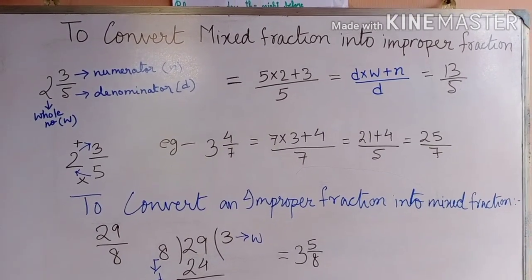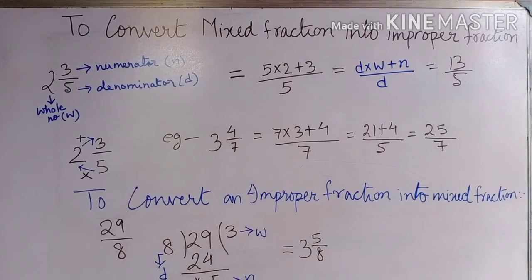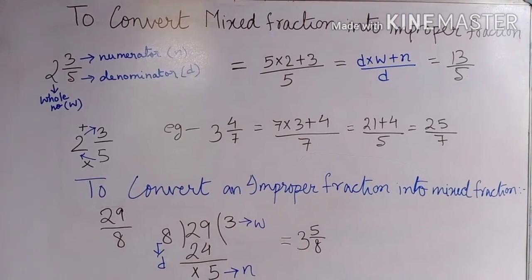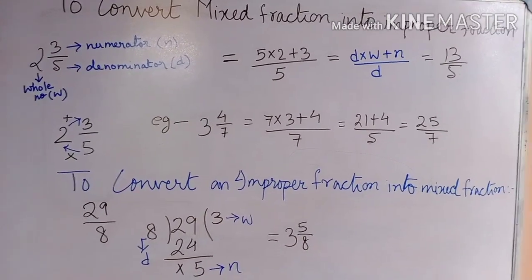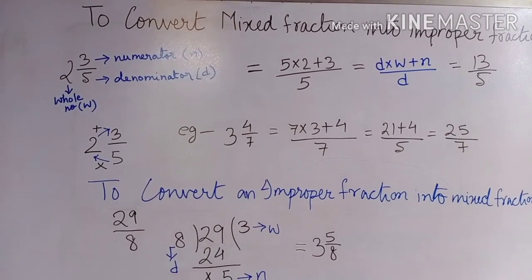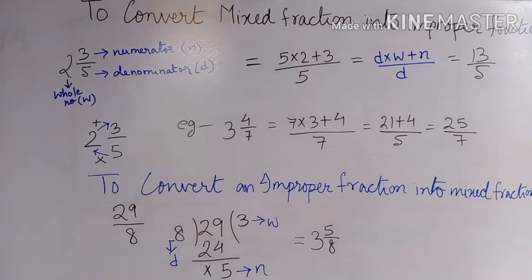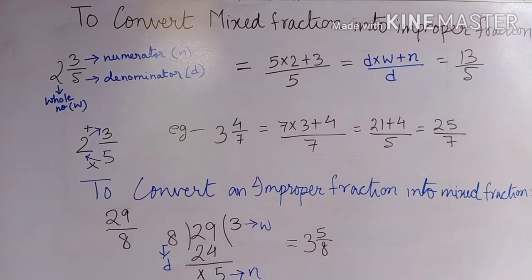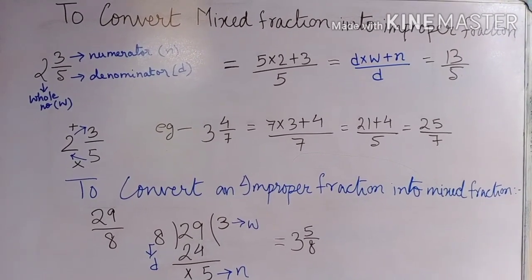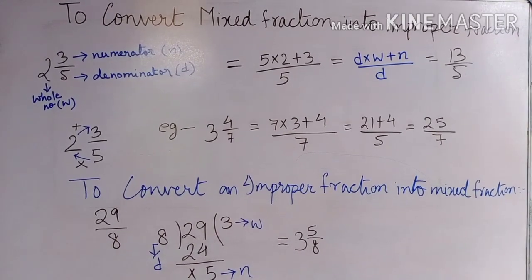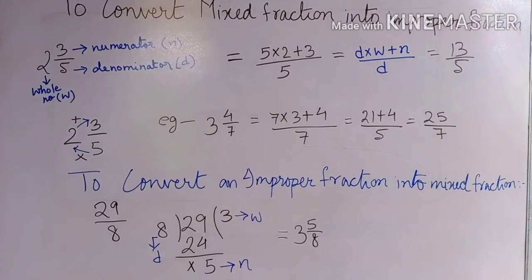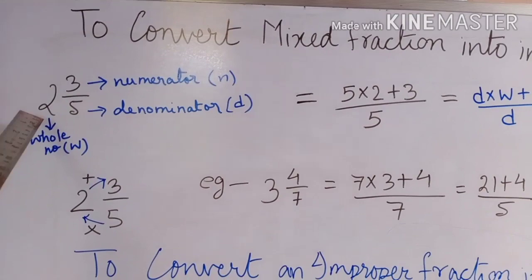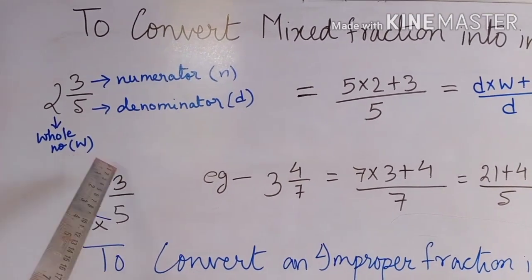So now we will learn how to convert a mixed fraction into improper fraction. See, what is our example? Our example is 2 3 by 5, where 2 is the whole number, 3 is the numerator denoted by n, d is the denominator denoted by d, and 2 is denoted by w. So 2 3 by 5, it can be written as 5 into 2 plus 3 divided by 5. What we did? Denominator into whole number plus numerator divided by denominator, that is 13 by 5. We are multiplying the denominator and the whole number, and then we are adding the numerator.